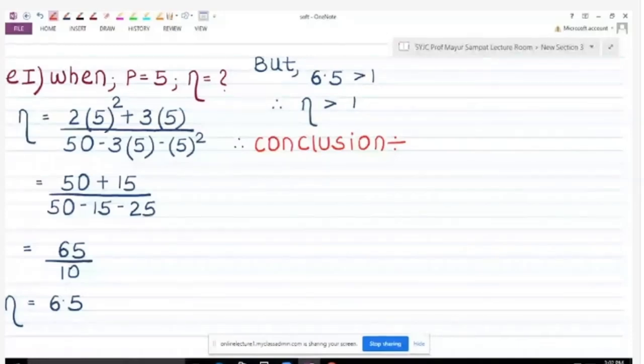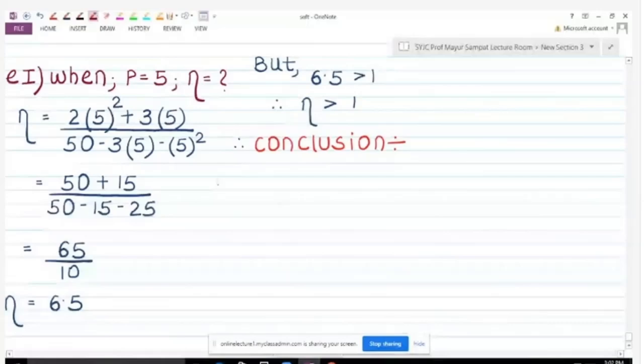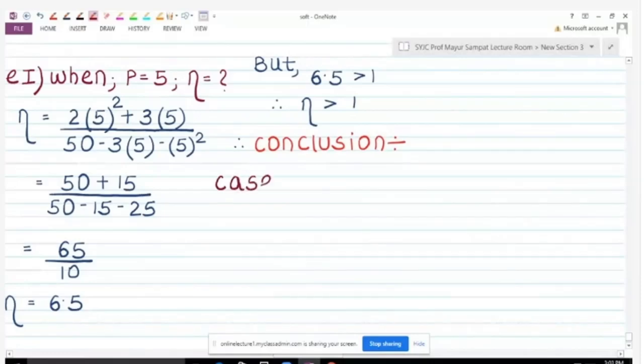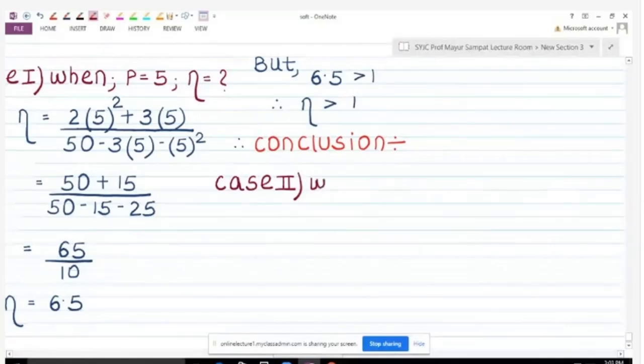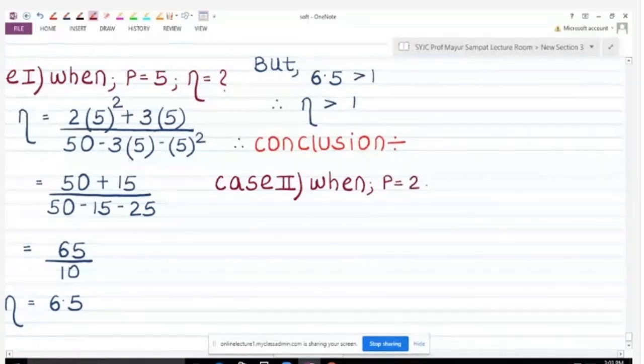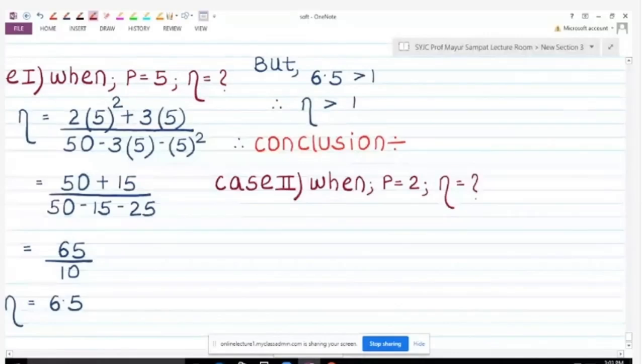Next, case number 2. When P is equal to 2, elasticity of demand is equal to question mark.